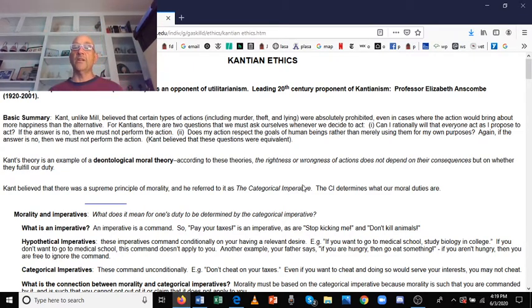So the number one is the universal law formula, which we're going to see in a minute. Number two there is the end in itself formula, which we'll have to go back to the outline for. Kant's theory is an example of what's called deontological moral theory, that the rightness or wrongness of something does not depend on the consequences, but whether we do our intrinsically good duty.